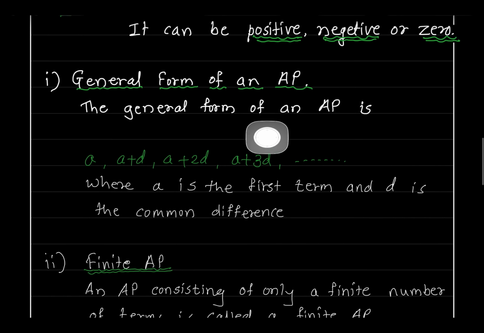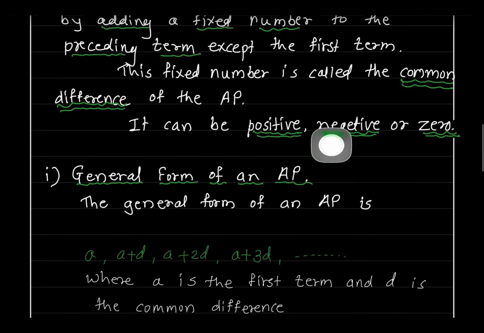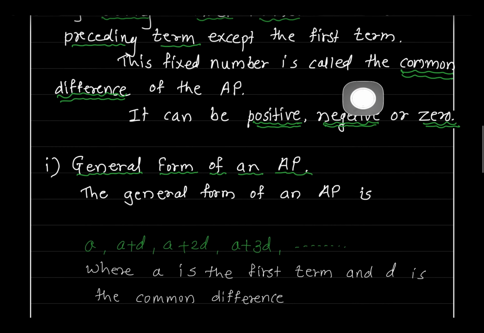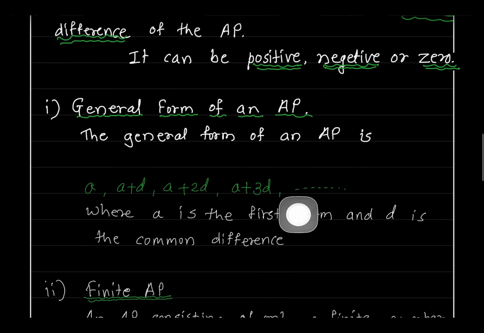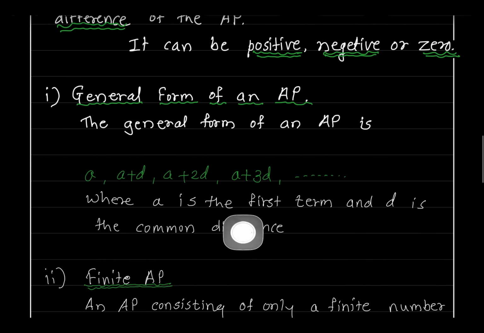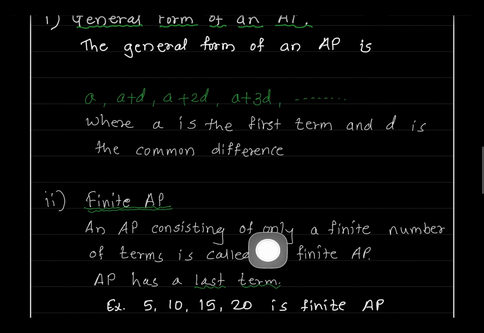Now see the general form of an AP. It is A, then A plus D, where D is the common difference. Then A plus 2D, so to A you add 2D. Then A plus 3D. To the first term you keep adding the common difference, where A is the first term and D is the common difference.